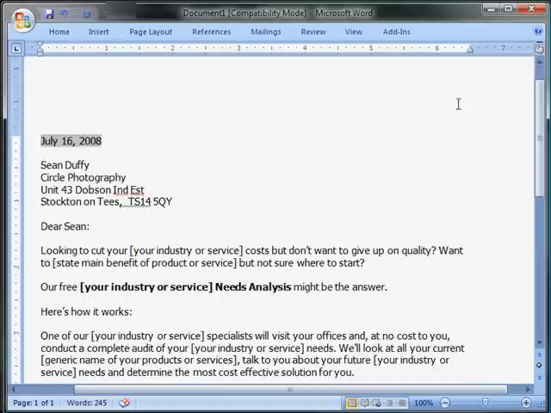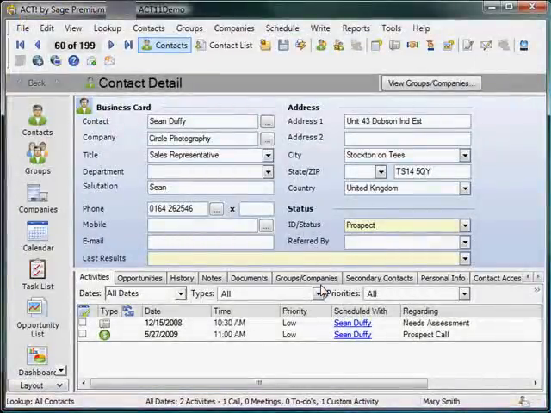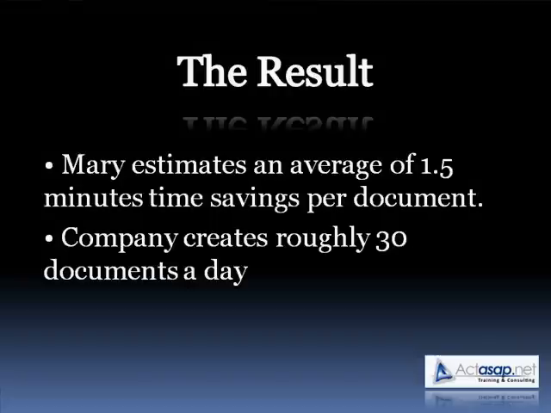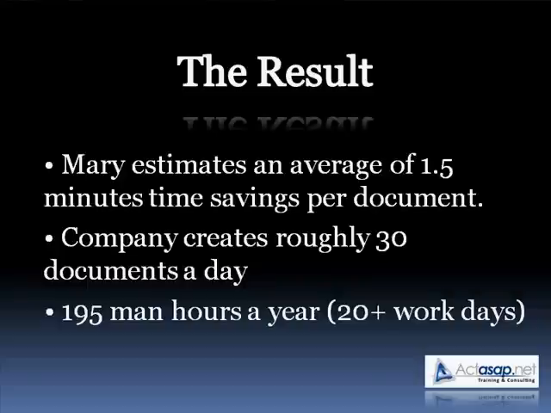So let's talk about some of the results that Mary experienced as a result of customizing the top 3 used documents in the company. Like many things in business, it really doesn't mean much if there aren't results. So for Mary, the top 3 documents now integrated in ACT and made available to all users in the company, that represents 1.5 minutes of time savings per document. Since the company creates roughly 30 of these documents per day, this calculates to roughly 195 man-hours a year, or 20+ workdays. Needless to say, she's very pleased with these results.